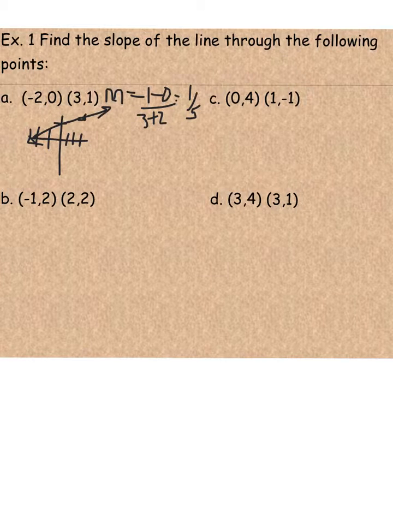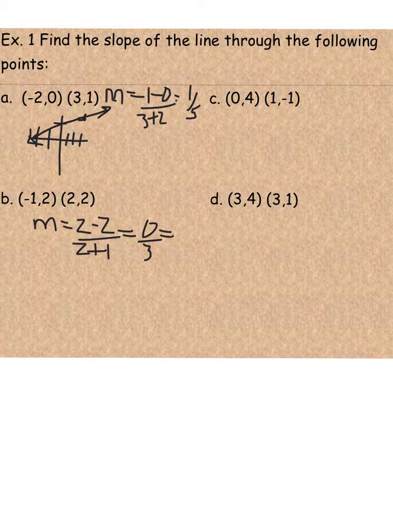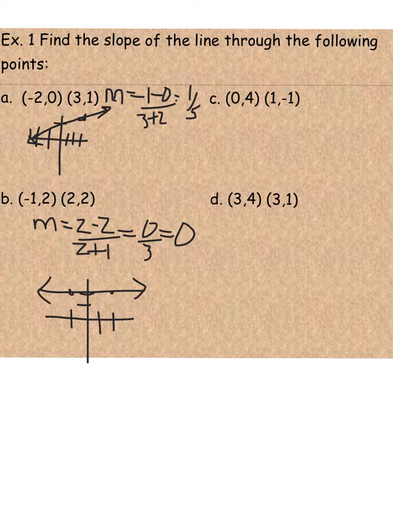In example B, we would have a slope of 2 minus 2 over 2 plus 1, which would give us 0 over 3, which is equal to 0. So this line has a slope of 0. If we were to plot these 2 points on our graph, this would give us a horizontal line. So any line that has a slope of 0 will be a horizontal line, and you can see that every point on this line will have a y coordinate of 2. The equation of this line would be y equals 2.